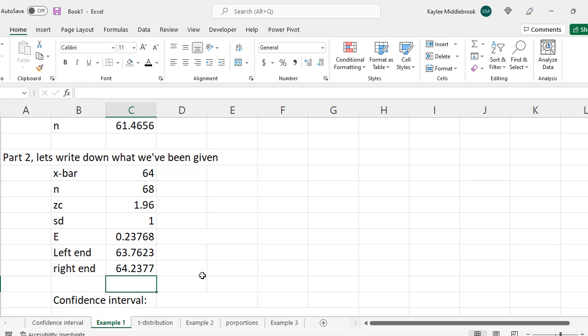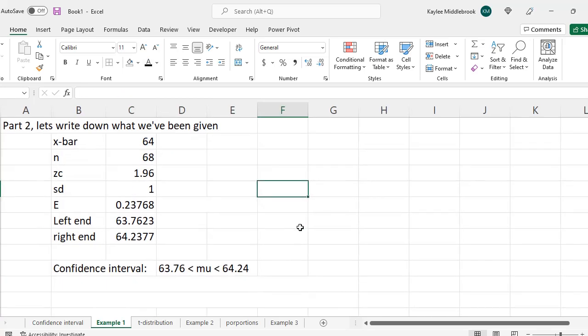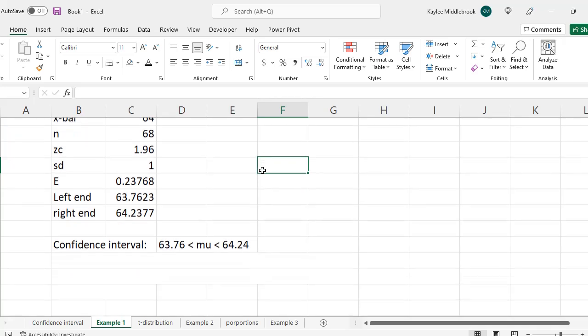That gives us our left end and our right end. Next, to put that into confidence interval notation, we're going to say that 63.76 is less than mu, which is less than 64.24.